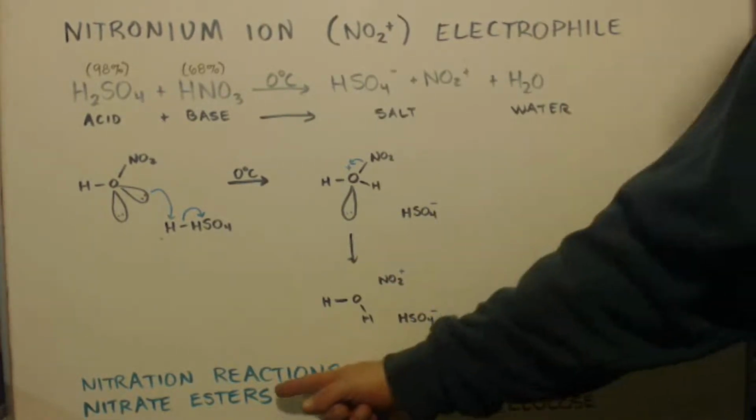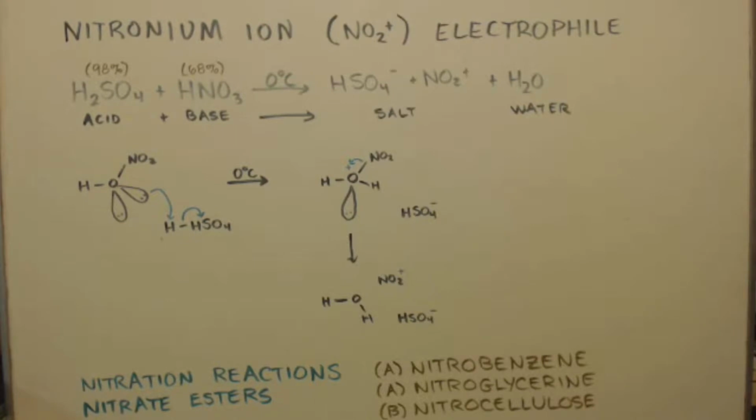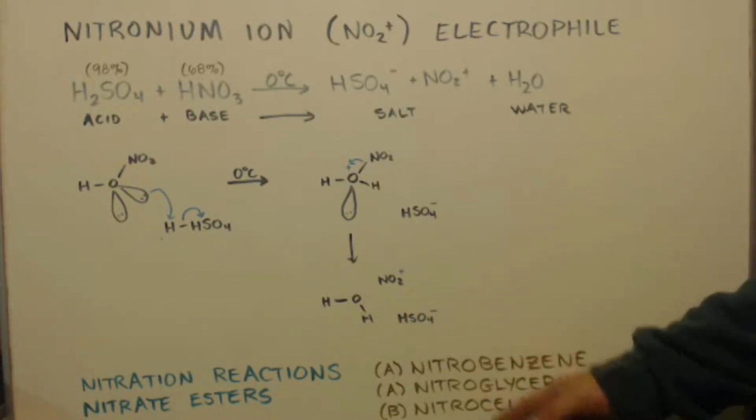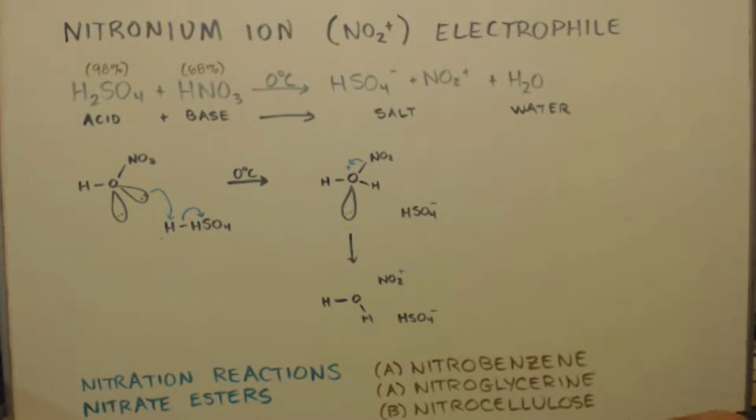What's another thing you can do? You can make nitrate esters. What's a nitrate ester? Here's a couple examples. Nitroglycerin, nitrocellulose. And I know they say nitro, but those are not nitro groups. They're nitrate esters. It's just back in the day they didn't know, so they called them nitro. And you know how that is with old names. They don't like to give up the old names even if they're wrong.